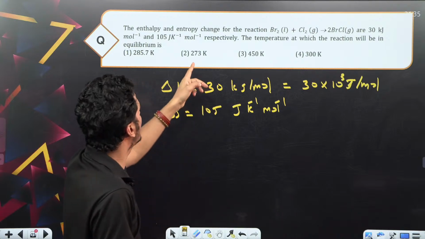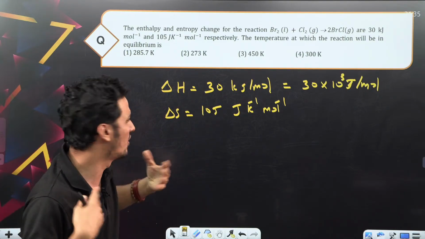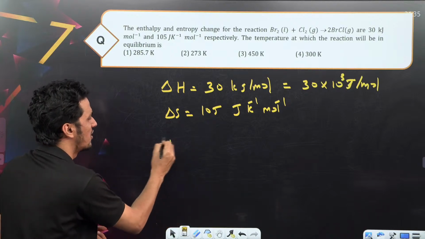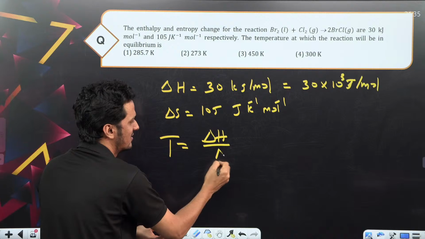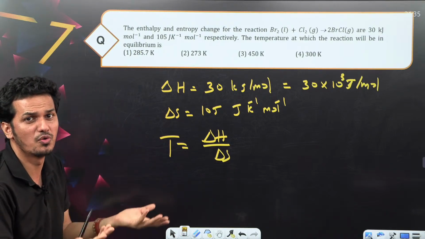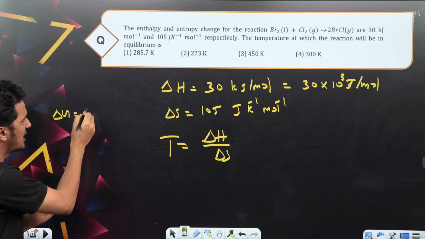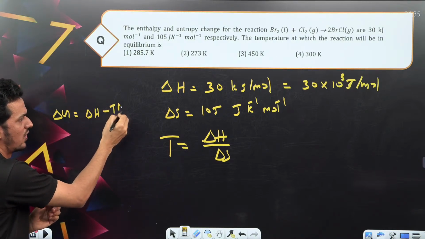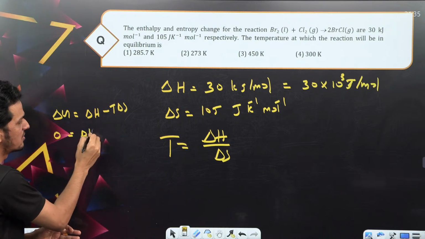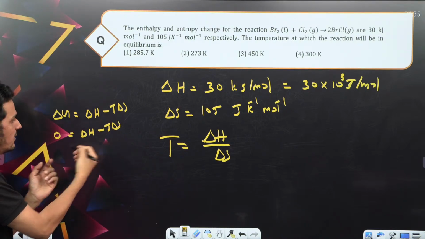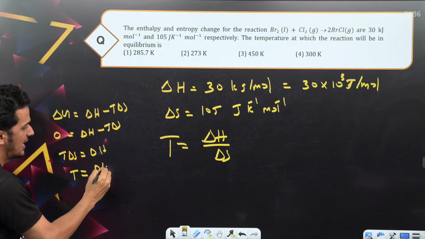Now they are asking the temperature at which the reaction will be in equilibrium. We learned the idea, no need of derivation, I hope. Temperature at equilibrium, I can directly calculate as delta H by delta S. Some of you may be thinking how we got that equation; I am simply telling for those who don't know. Delta G equals delta H minus T delta S. If it is at equilibrium, delta G equals 0. So delta H minus T delta S equals 0, so T delta S equals delta H. So T equals delta H by delta S.